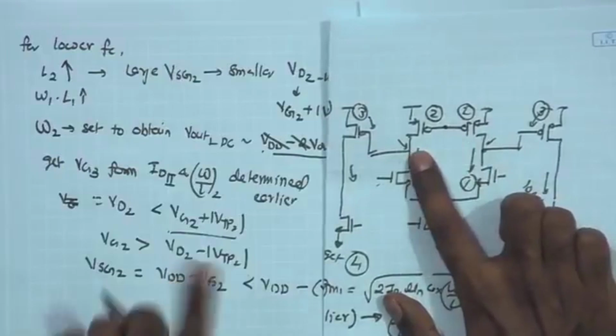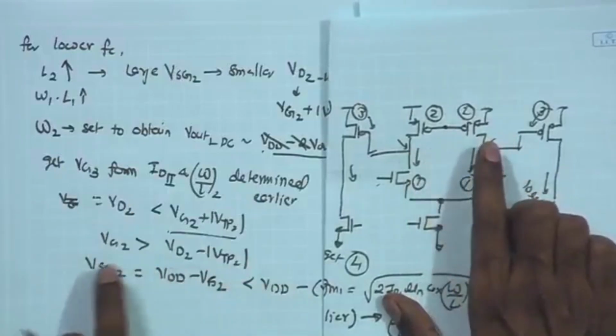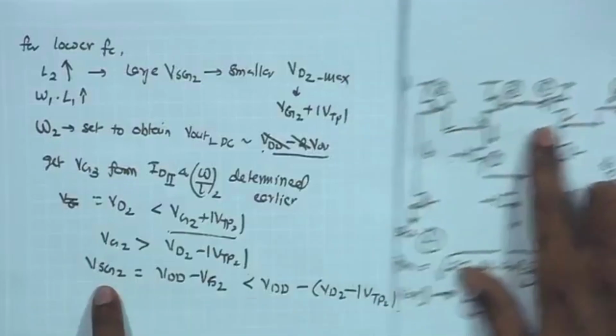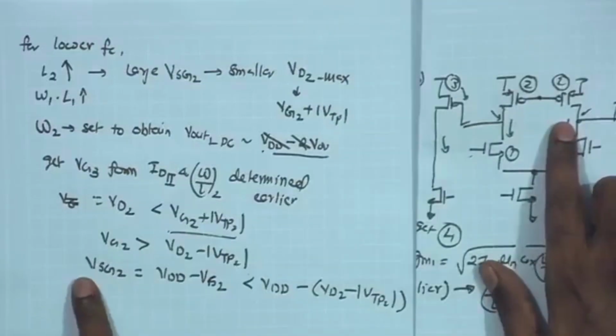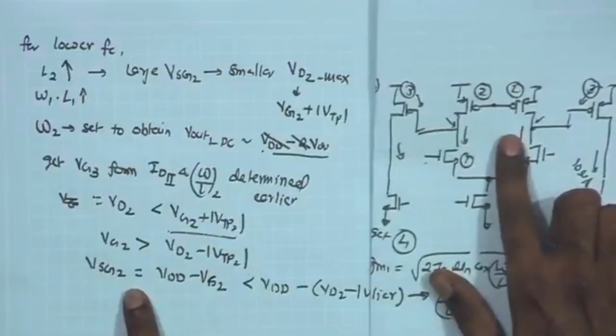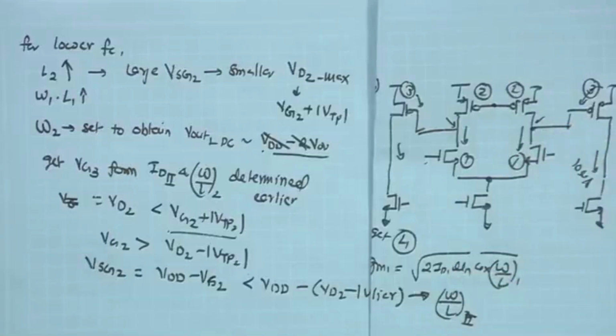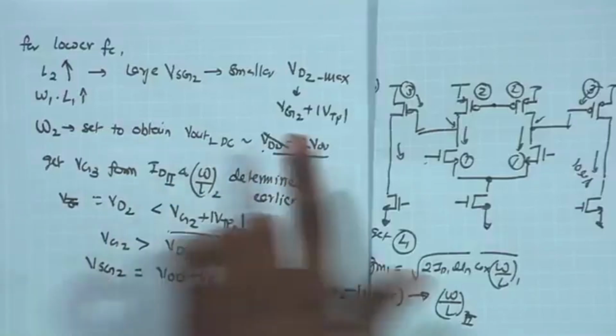So, I already have the L determined from 1/f noise, and then I can set the W of the two transistors following this equation. So, I have the VSG requirement coming from the expected gate DC potential, and from there I can set the VSG2, and that is going to give me the W by L 2, because the W by L 2 is going to be determined by the VSG of the M2.